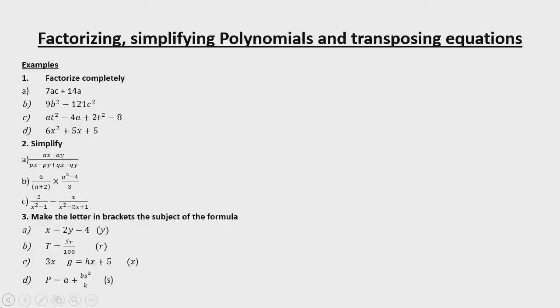Okay, we are not going to do everything from this one because time is really going and we have a lot to cover. I want us to move on to making a letter the subject of the formula, transposing equations. When it comes to making a letter the subject of the formula, it's just the same way you are solving equations. You move your terms the same way you move your terms when you are solving equations.